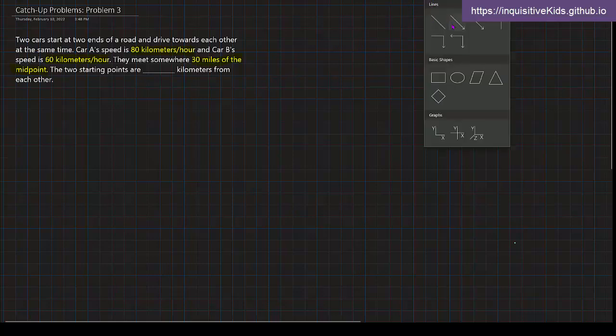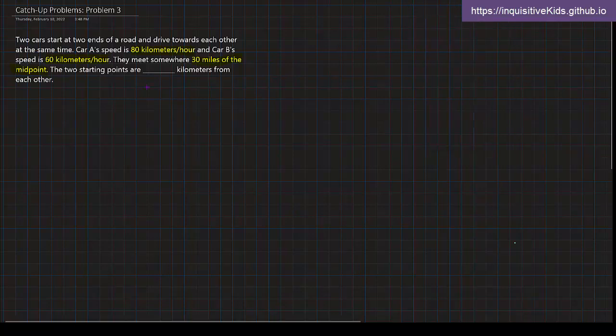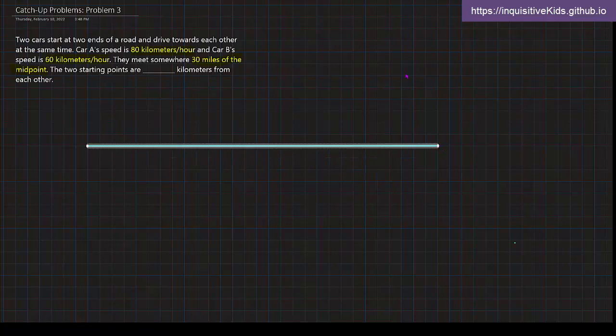So this seems a bit off, doesn't it? I mean, last time we were learning about meetup problems, and that's exactly what this sounds like. Well, maybe it's just time for another sketch. So there are two cars, and I'll call car A's starting point A and car B's starting point B.